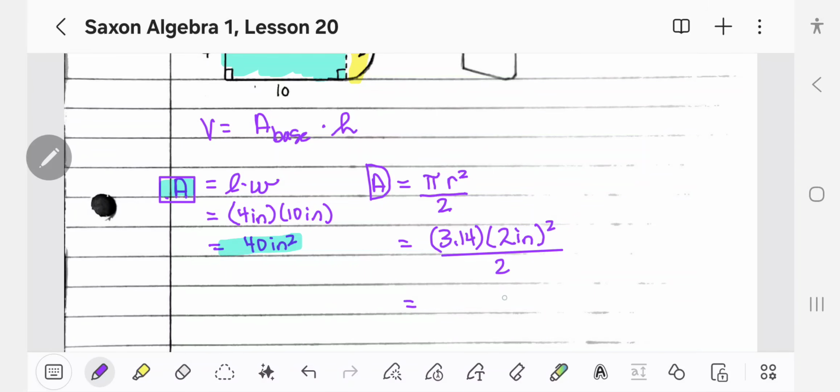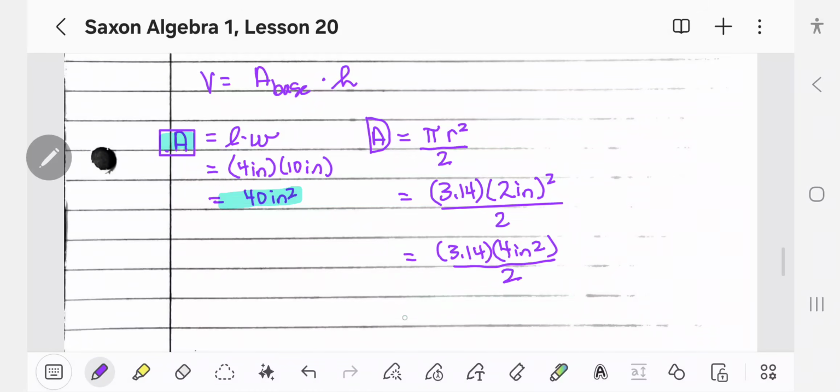That 2 inches times 2 inches is going to be 4 square inches times 3.14, and then we're going to divide it by 2. And I could go ahead and divide that 4 by 2, and that would just be 2. And then 2 times 3.14 is 6.28 square inches. And that's the area of the semicircle.